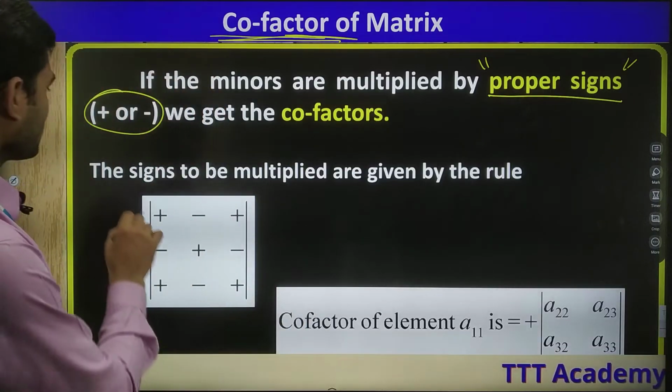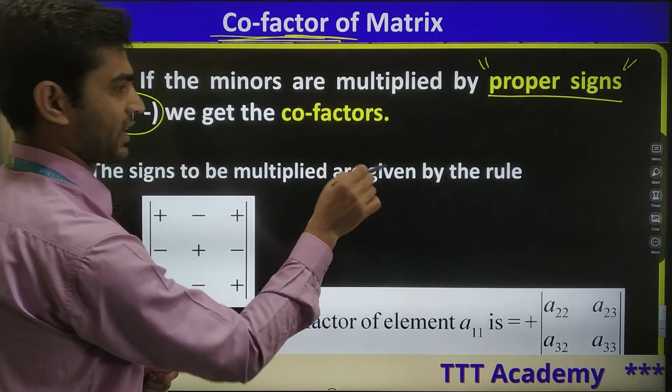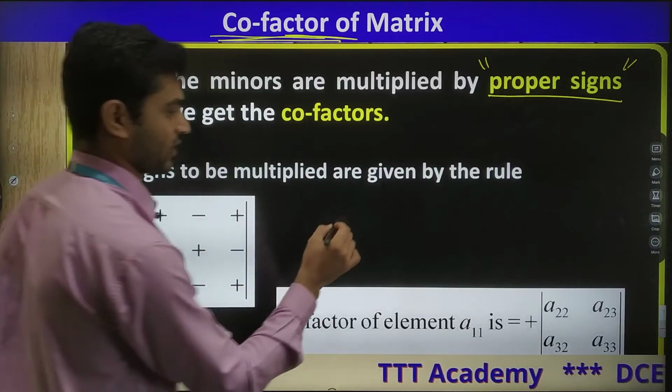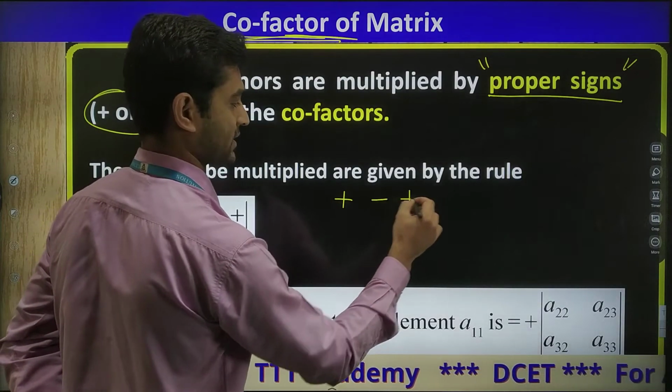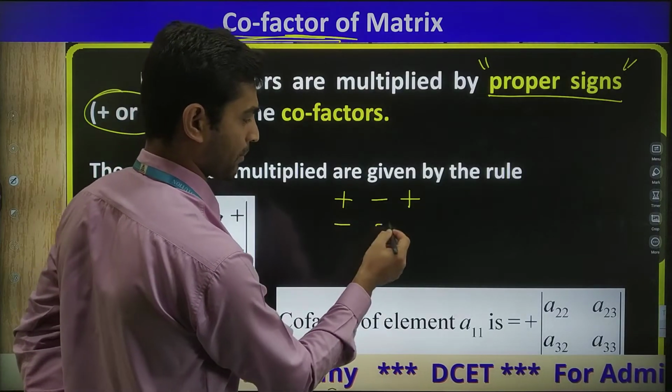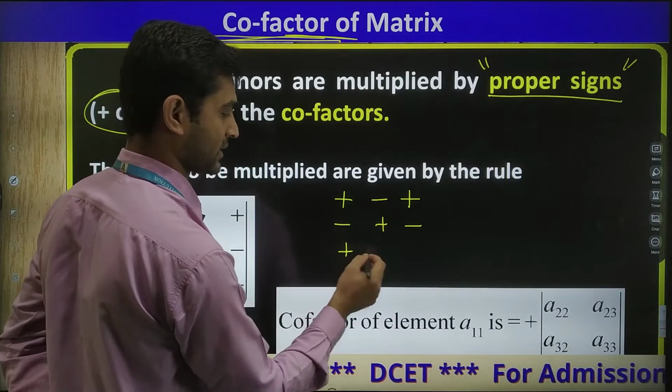Here the signs to be multiplied are given in the following rows. It always goes like this: first row starting plus minus plus, next row minus plus minus, next plus minus plus.